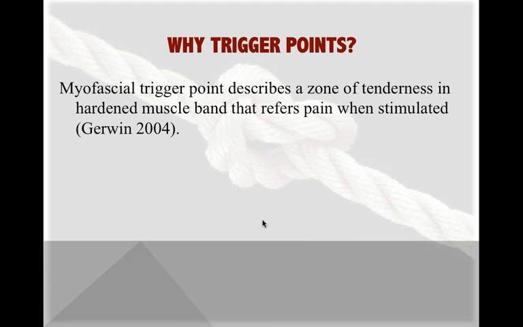So a trigger point is just like a knot in that rope. It's restricting our muscle fibers from moving on each other and therefore limiting our mobility and flexibility in a muscle. Gerwin 2004 explains a myofascial trigger point as a zone of tenderness or pain in a hardened muscle band that will refer pain. So that's an active trigger point. We can have inactive or quiescent trigger points that are not actively tender, but will still restrict our mobility just like an active trigger point.